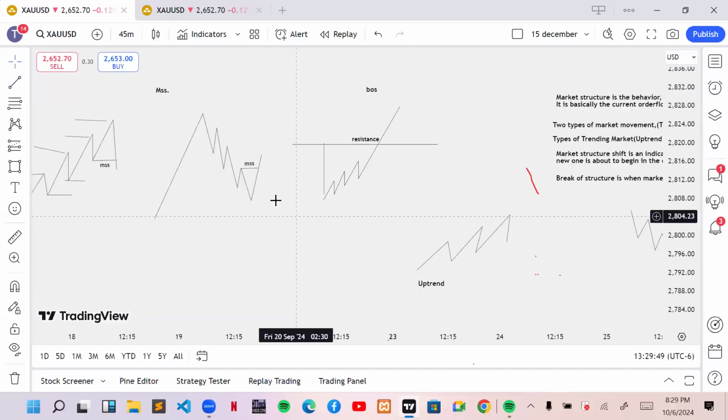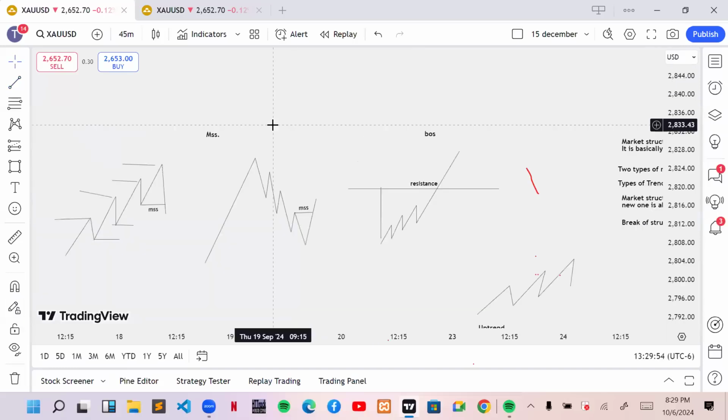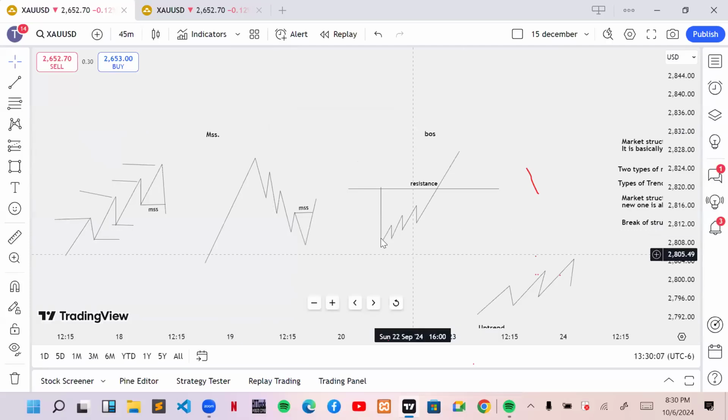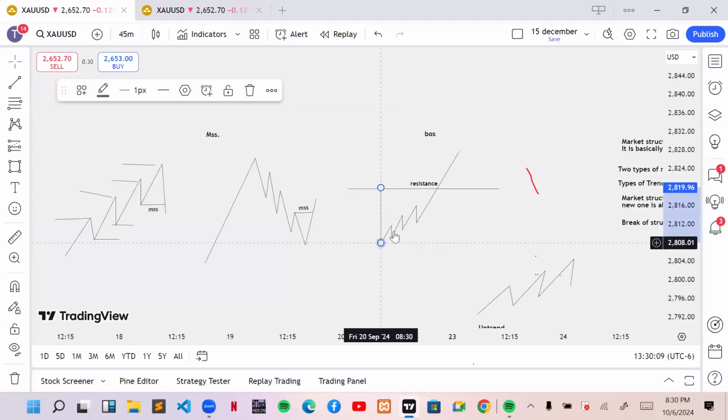So for market structure shifts, there's an indication that price is about to change direction to the opposite side. But in a break of structure, a key level is broken in the market, and the market is still going to remain in the same trend it was on before. For this particular trade, it was on an uptrend, and you can see higher highs and higher lows.